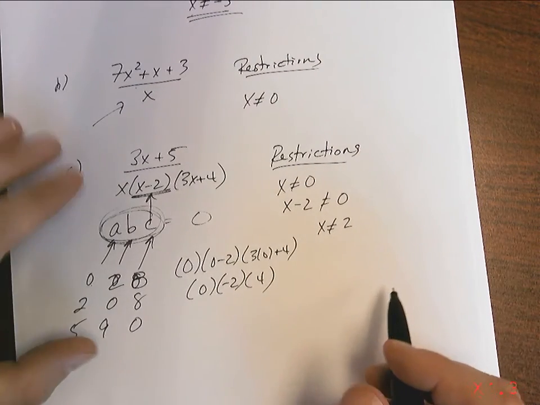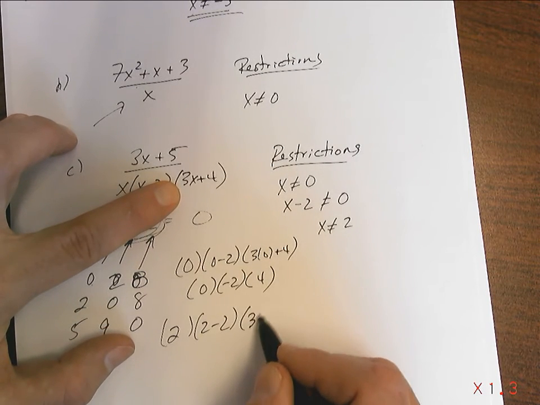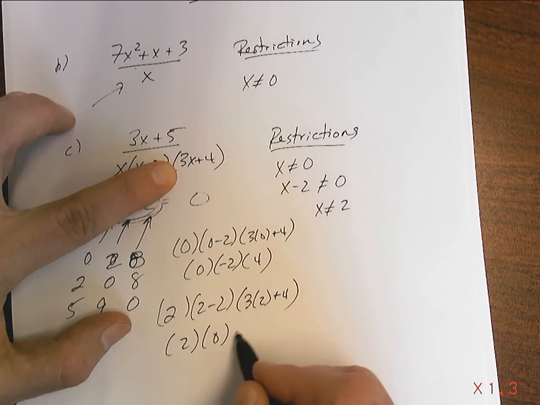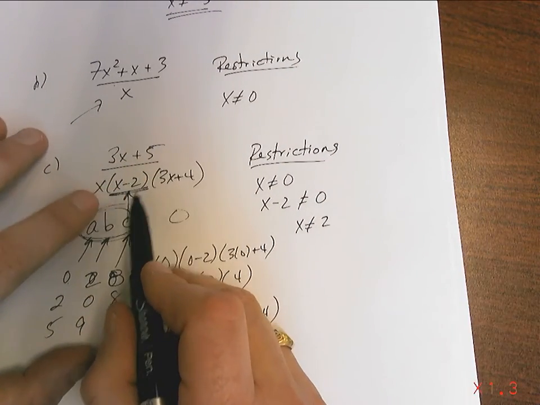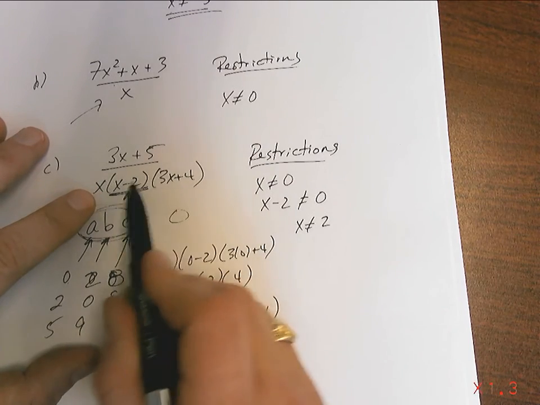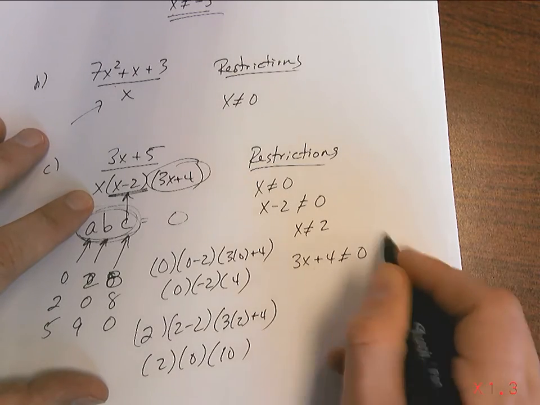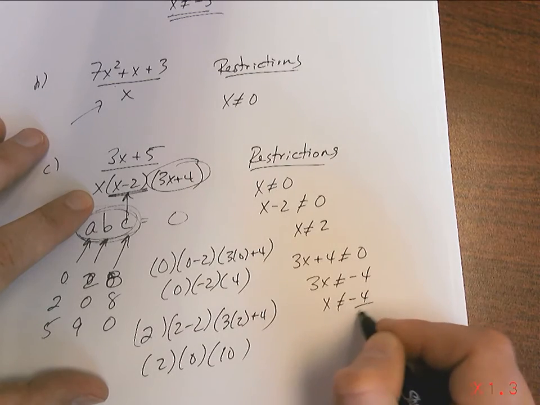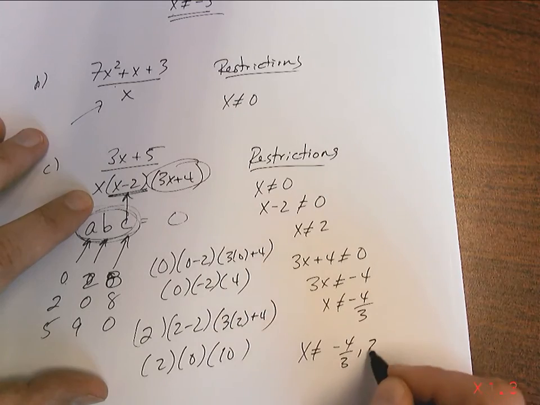x can't equal 2, because if it did, it would be 2, 2 minus 2, 3 times 2 plus 4, it would be 2, 0, 10. 2 times 0 times 10 is 0. Kapowie! Can't do it. Even though these guys aren't 0, he is, and they're being multiplied. And last but not least, 3x plus 4 cannot equal 0. Take the 4 over. Take the 3 over. So you have restrictions that it cannot equal negative 4 over 3, 2, or 0.